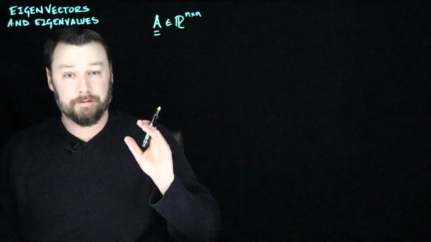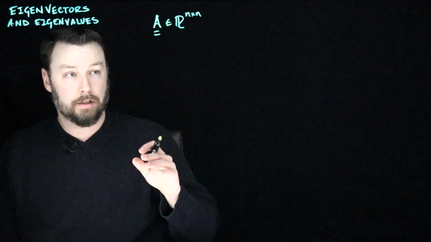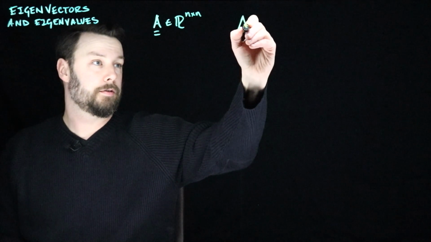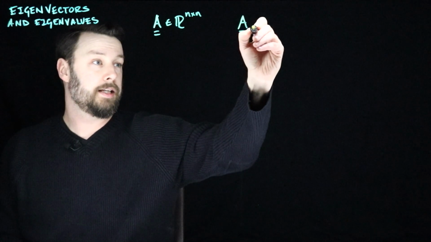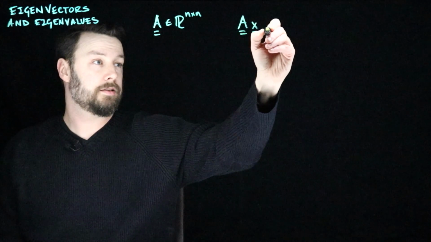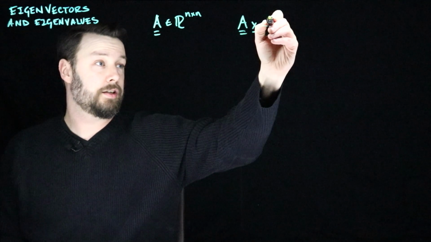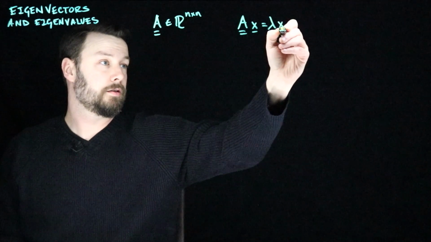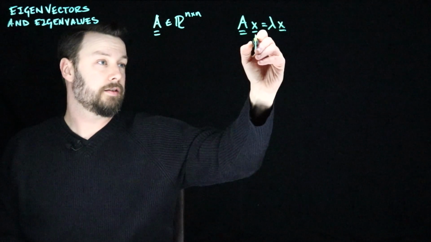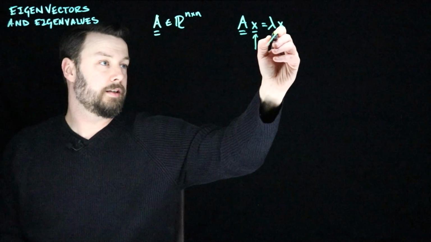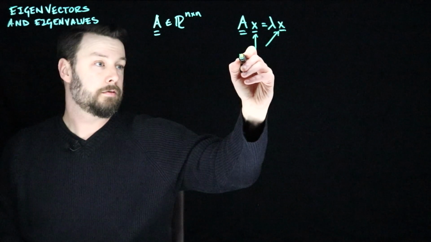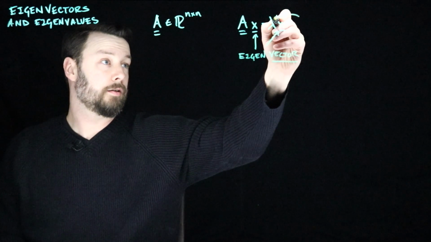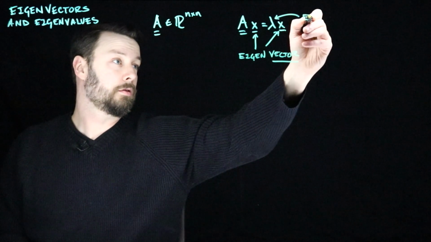An eigenvalue and eigenvector of A are represented by the following relationship. A multiplied by some vector x is equal to a scalar lambda multiplied by that vector x. So in this case, x is the eigenvector and lambda is a scalar, which we call the eigenvalue.